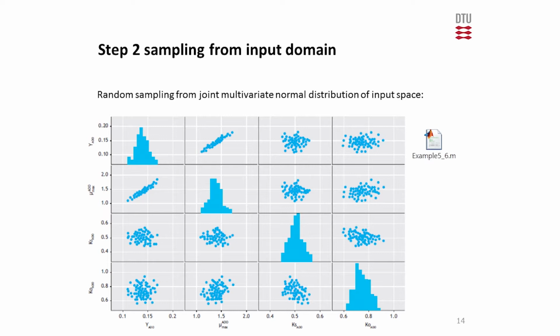Hence, a multivariate random sampling technique, MVRND, is used to sample from this space. The output from this step is a sampling matrix, xn, xm. N is the sampling number and m is the number of inputs, and the content can be visualized by plotting. These are implemented in the example 5_6.m script file.